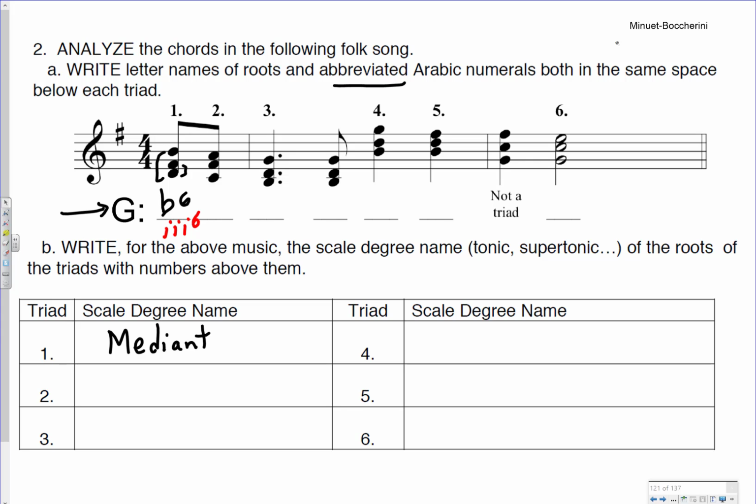Try the rest now and complete the Roman numerals. And if the triad is an inversion, make sure that you provide the abbreviated Arabic numerals next to the Roman numerals. Also be sure that you're using lowercase Roman numerals if the triad is minor, uppercase Roman numerals if the triad is major. If the triad is augmented, recall that we use uppercase Roman numerals with the plus sign, and if the triad is diminished, use lowercase Roman numerals with the diminished symbol. Good luck!